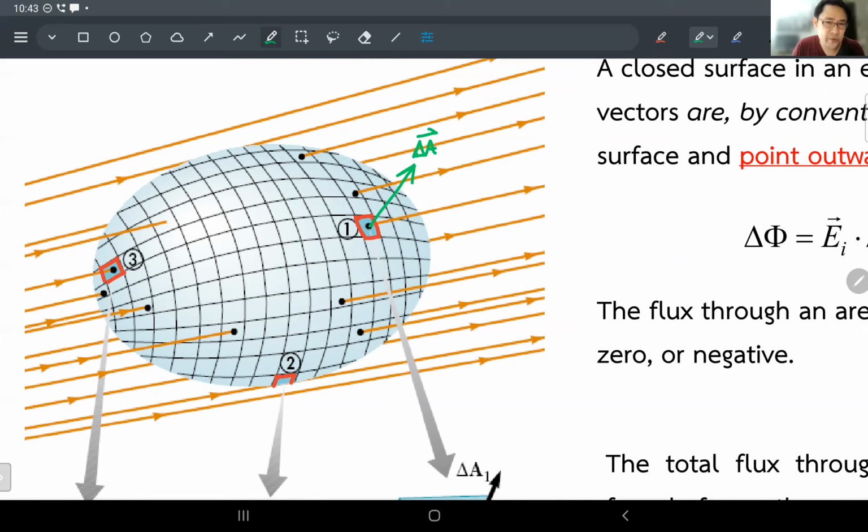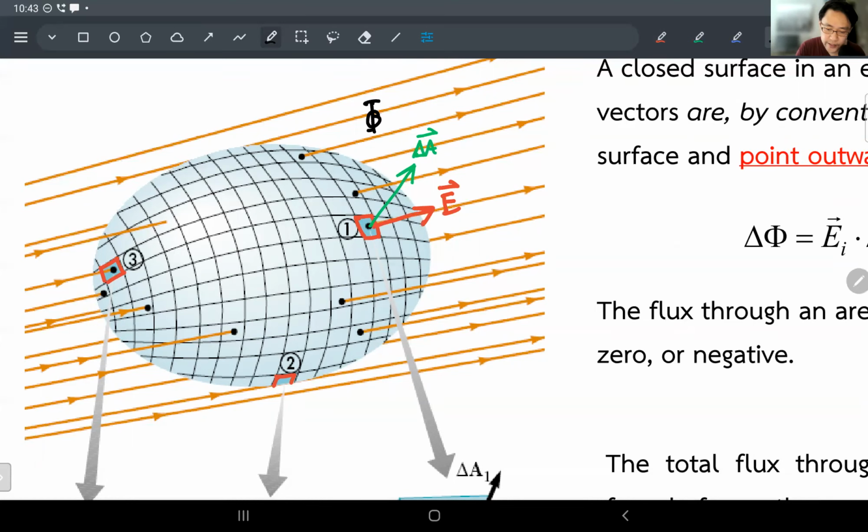And you guys start to be able to guess that introducing the delta means eventually it's going to turn into a differential, and that's going to lead you to calculus. Yes, you're right. That's coming. But for now, let's say that's just a mini piece of area pointing in that direction. And now you can see that your electric field at that location is pointing in this direction, right? So what you want to calculate is just the flux on this surface.